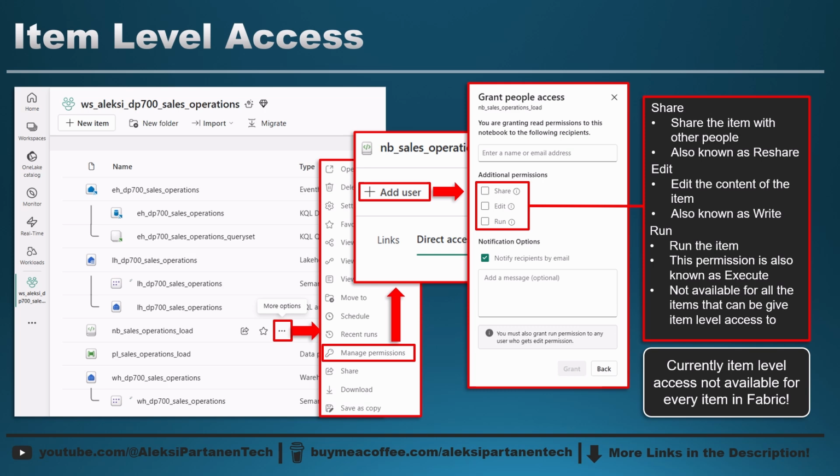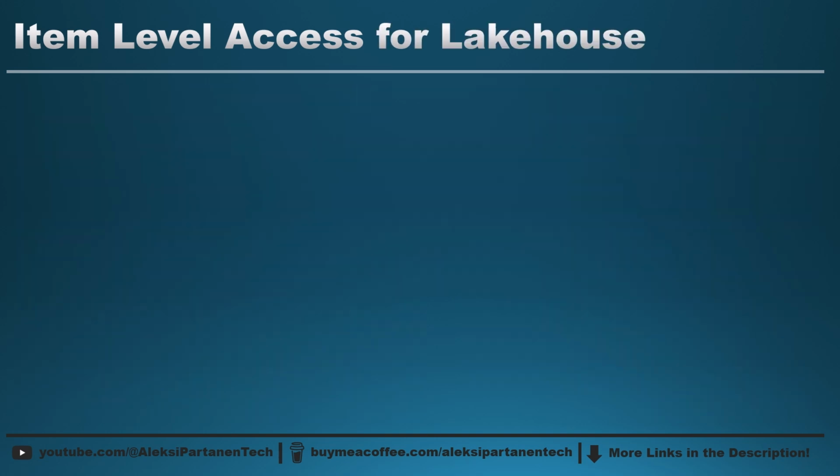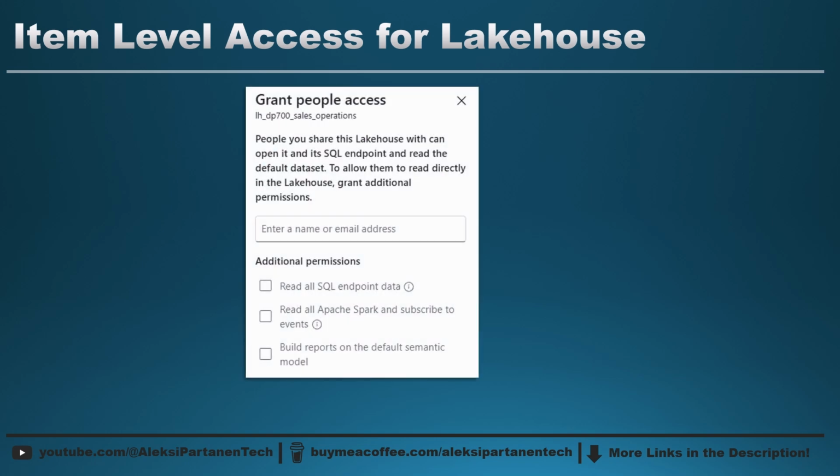Let's first take a closer look at how item-level access works for a Lakehouse in Microsoft Fabric. When you open the same item-level access menu for a Lakehouse, we get quite different options there. On the top, we have this text: People you share this Lakehouse with can open it and its SQL endpoint and read the default dataset. To allow them to read directly in the Lakehouse, grant additional permissions. Which means that if we would just share this Lakehouse without any additional permissions that can be seen lower in the picture, we would already get some access to this Lakehouse.